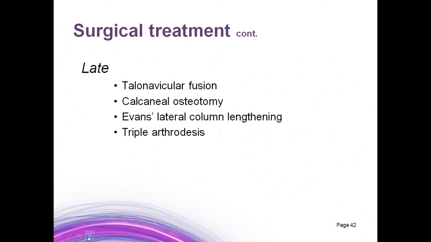As the forefoot abducts in stages 2 and 3, the lateral column of the foot may be lengthened so that the forefoot becomes in line with the hindfoot and also more adducted from its original position. And or a triple arthrodesis can take place. Basically, that's where the subtalar joint and the ankle and possibly metatarsal joint are fused.